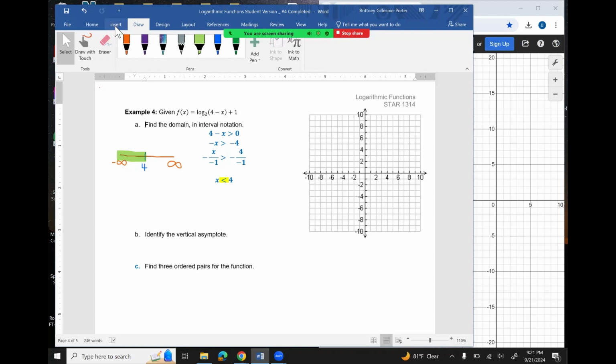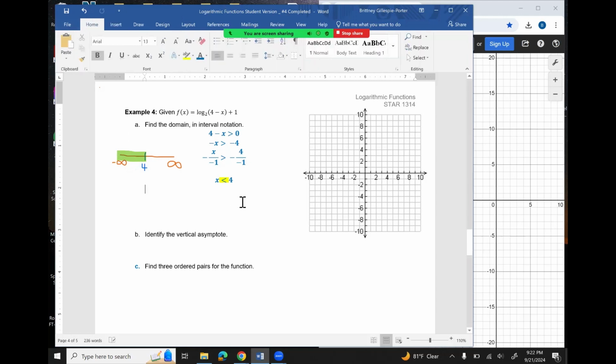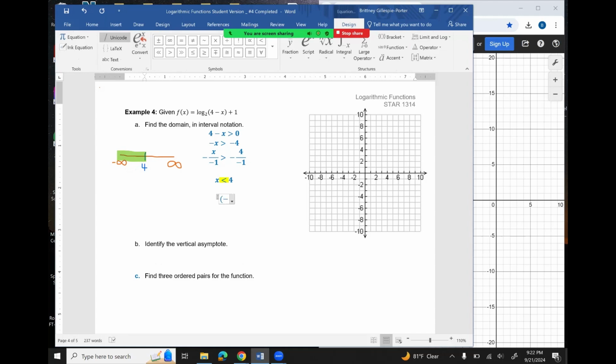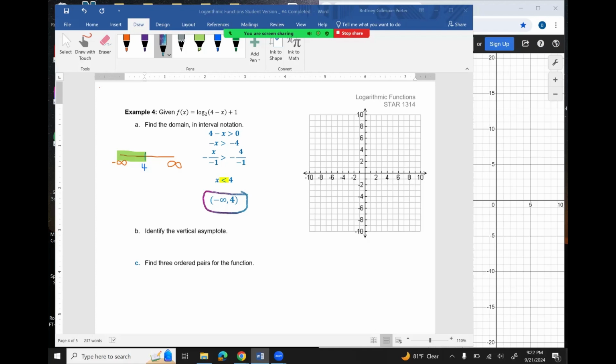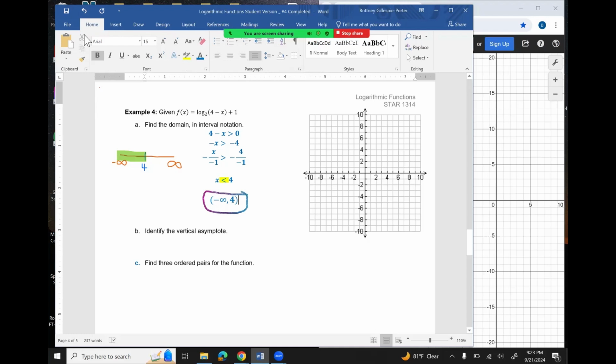And that means that my interval notation is going to be negative infinity on up to 4 with a parenthesis. So that means that our domain in interval notation is negative infinity to 4. And remember, it has to be in that order. You cannot switch it up and make it 4 comma negative infinity. It always goes smallest to largest.